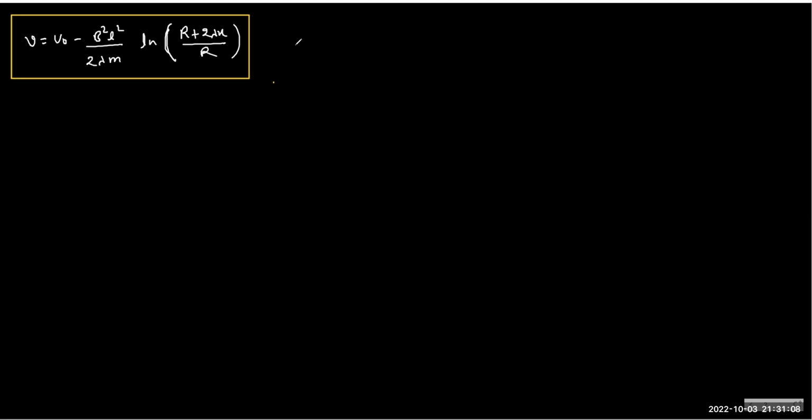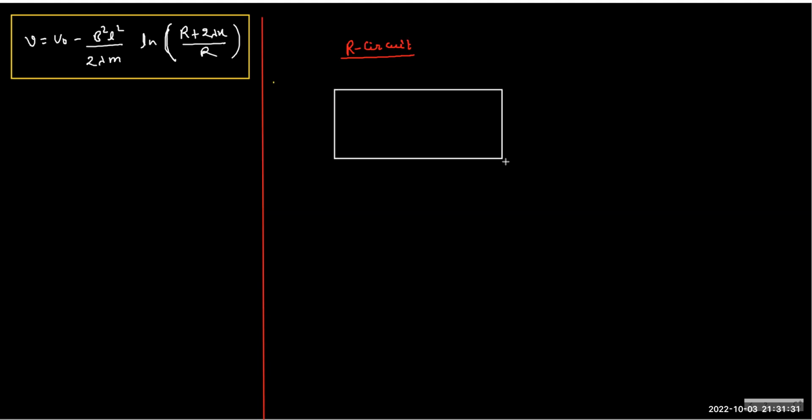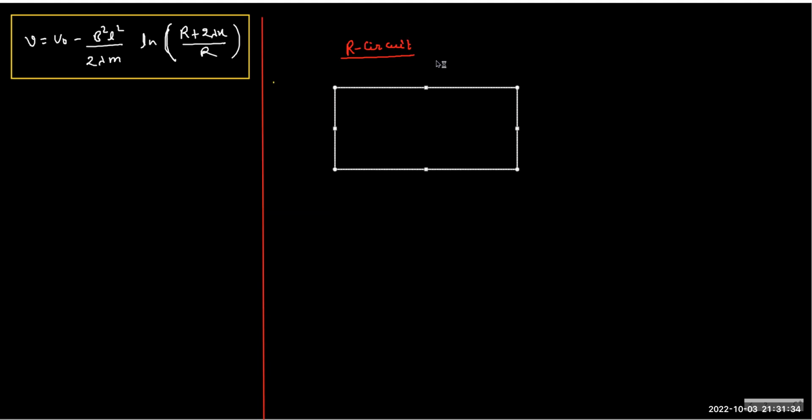Okay, so let's go to the next question. So this is the third variety of R circuit. In this variety, what we are going to do is the R circuit.